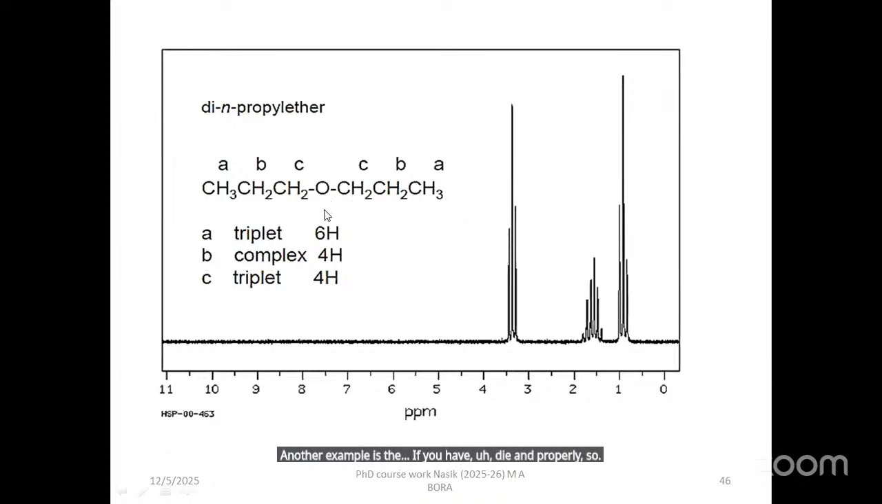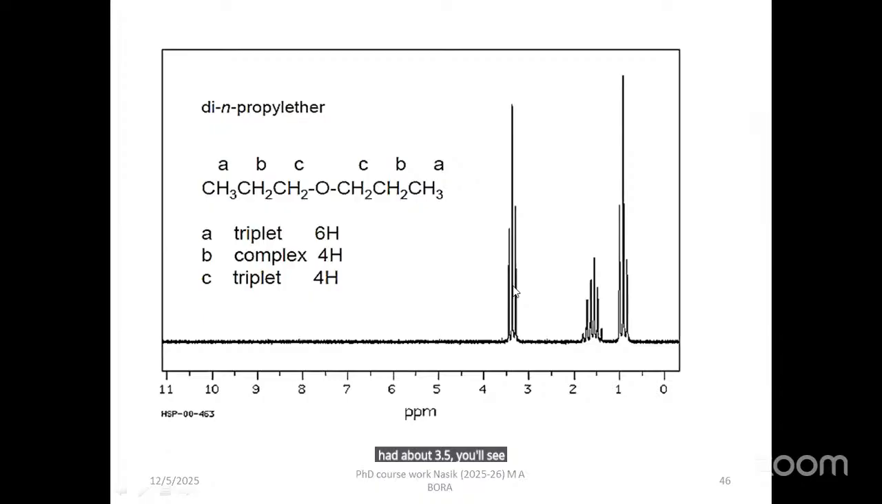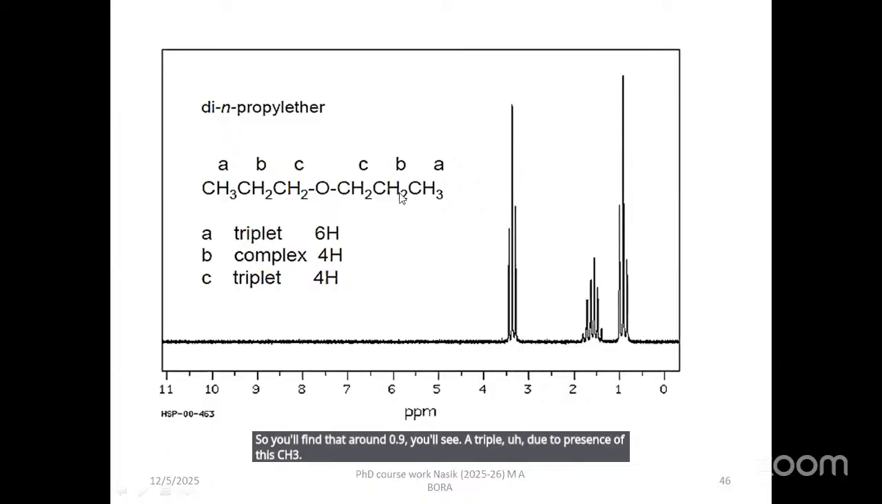Another example is di-n-propyl ether. What you'll find there are again three types of protons, six A type, four B type, and four C type of protons. Here, oxygen is directly attached to CH2, so these are the most deshielded, highest delta value. And next to that CH2, therefore, it appears as a triplet. You can see the triplet at about 3.5. You'll see this triplet for C type of proton. For A type of proton, again it is next to CH2, so you'll find that around 0.9 you'll see a triplet due to the presence of this CH3 next to CH2.